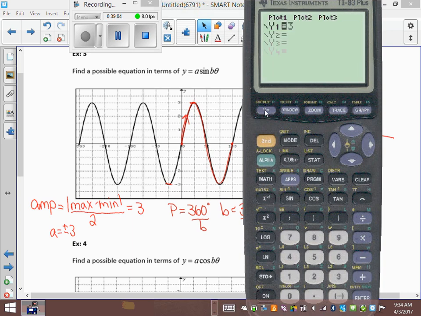So y equals 3. Now I can press the sine. Yay. And then people are like, theta? I've never seen a theta symbol before. Yes, you have. You just didn't notice. This little X, T, theta, N button here, that just means anytime there's a variable, press that button. This little X will represent any of those variables.